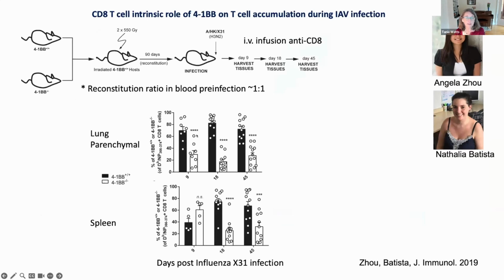And what you see is, again, like we saw with GITR, you always have more 4-1BB wild type than knockout cells. And this happens already at the peak of the response and persists into the memory phase. At the early response, this is mainly happening in the lung, and we don't see it in the spleen. But later on, some of the circulating memory cells are also affected, and we see this effect.